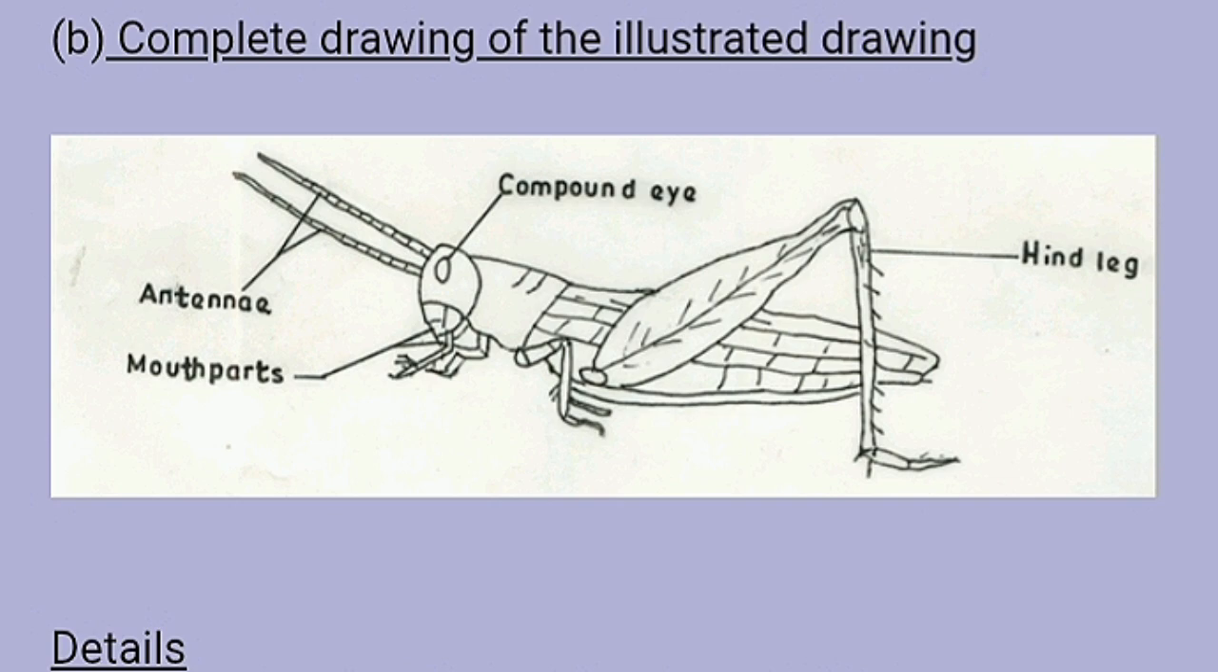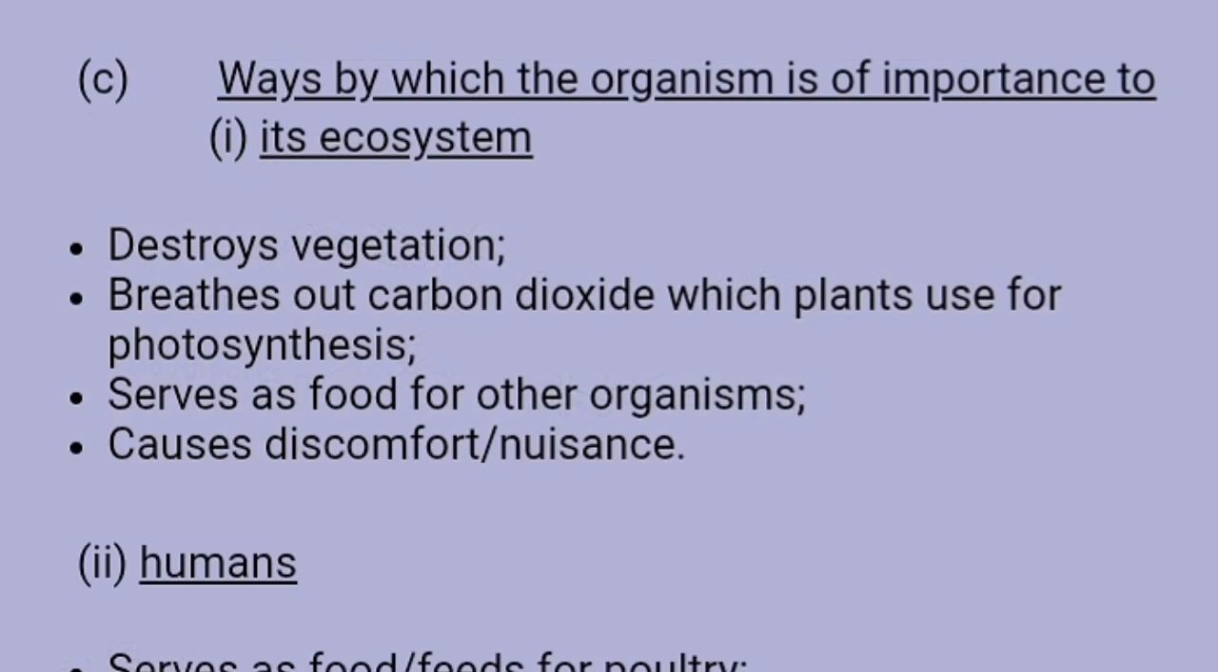Then you can be asked the economic importance. What are the ways in which the grasshopper is of importance to the ecosystem? It destroys vegetation, so it can help destroy the vegetation and clear some land or grasses. And also it breathes out carbon dioxide, which plants use for photosynthesis. And also it serves as food for other organisms, of course. And then it causes discomfort or nuisance.